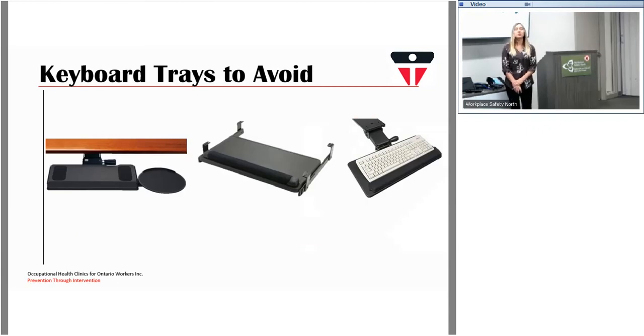So these are examples of keyboard trays to avoid. In the first example, we have a keyboard tray with a slide-out platform. A lot of people have this tray. What people don't know or understand is that this actually leads to the mouse being a centimeter lower or higher than the keyboard tray. And it's actually quite flimsy.